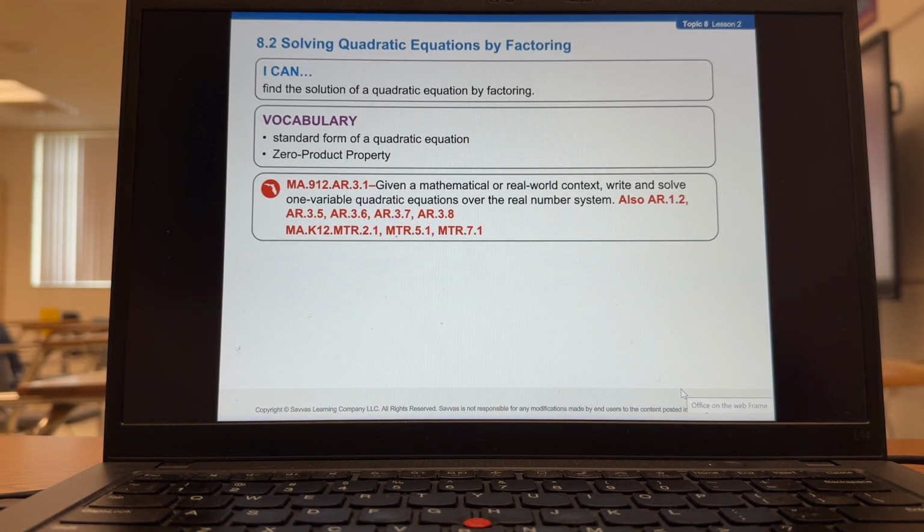8-2, solving quadratic equations by factoring. This is actually my go-to method. I would always try factoring any quadratic first. And if they cannot be factored, because not all of them can be factored, then I would go with the quadratic formula, which we will get to in 8-5.